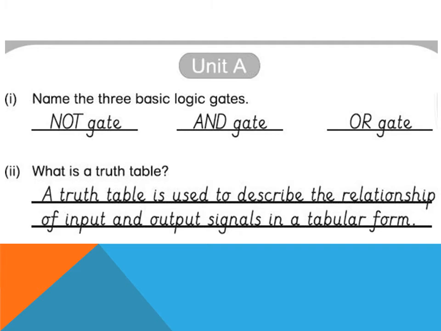Okay, now what is a truth table? You have written this in your own words. Of course, the answer may not be exactly the same. The answer is, a truth table is used to describe the relationship of input and output signals in a tabular form. Please note down this answer. This will be important from the examination point of view. So note down this answer properly in your own handwriting.